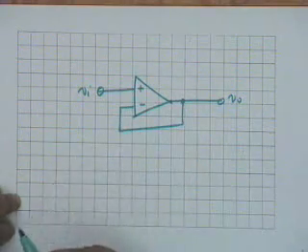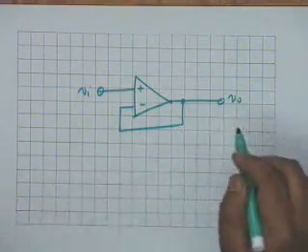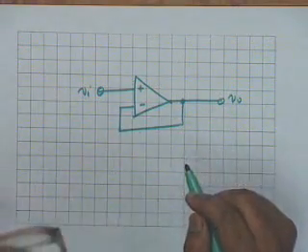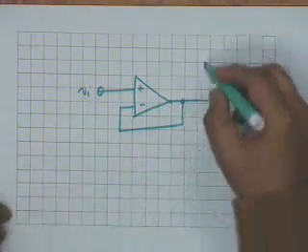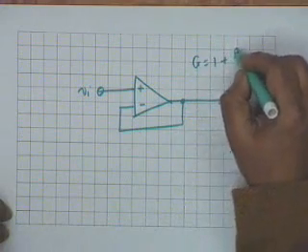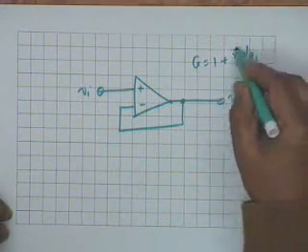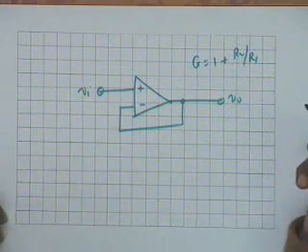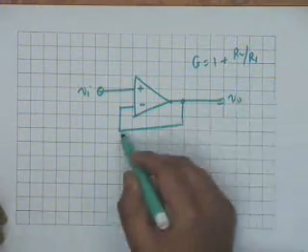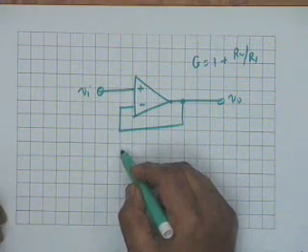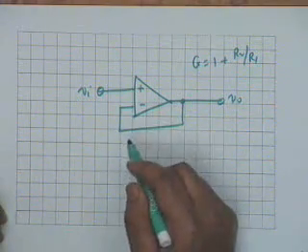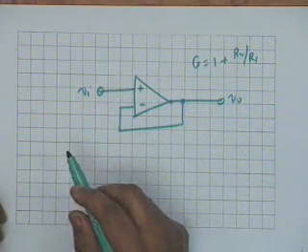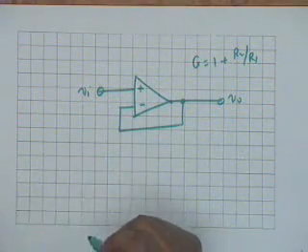Now if R0 is 0, if R2 is 0, do I have to put an R1? You see, the gain is 1 plus R2 by R1. If R2 is 0, R1 can as well be infinity. Isn't that right? And therefore I don't need to put an R1. Is that clear? And therefore this is the simplest possible op-amp circuit giving a gain of +1.